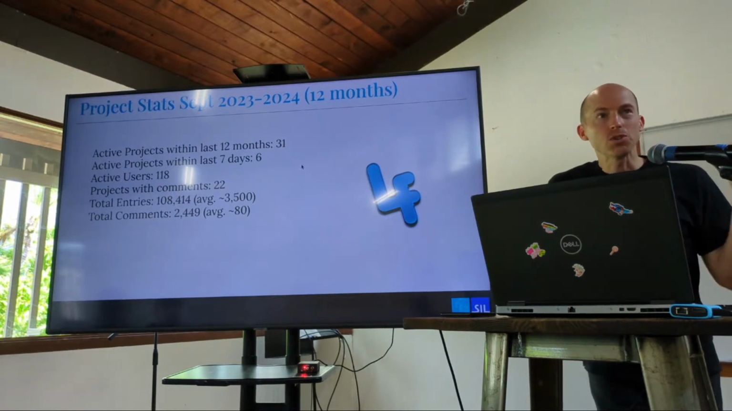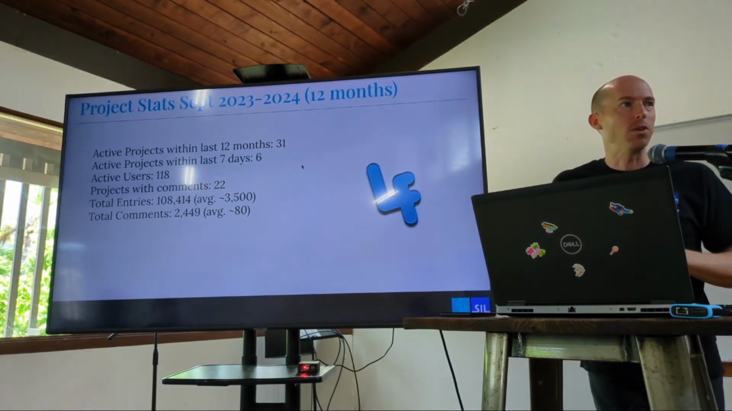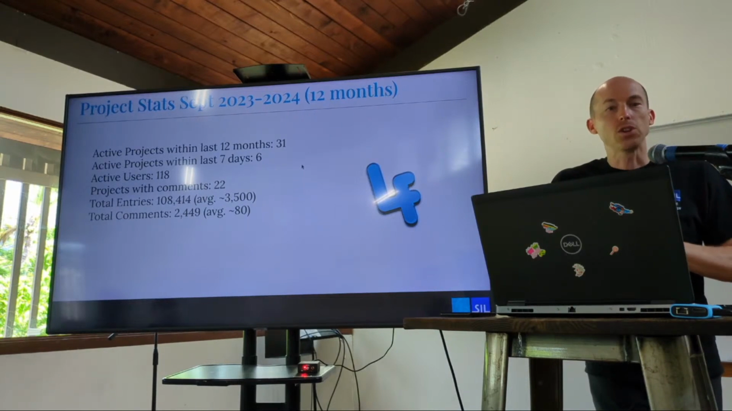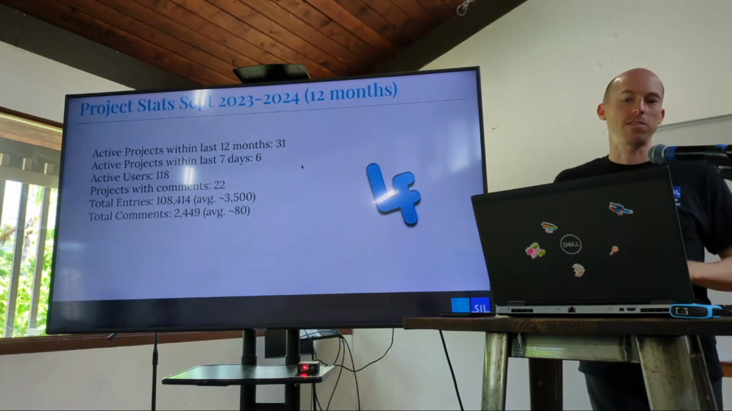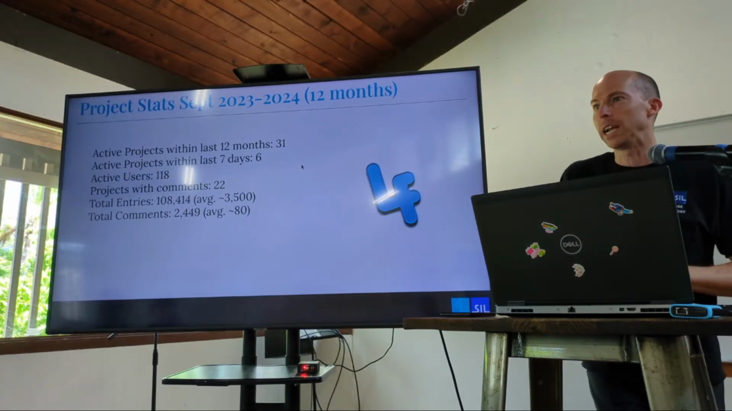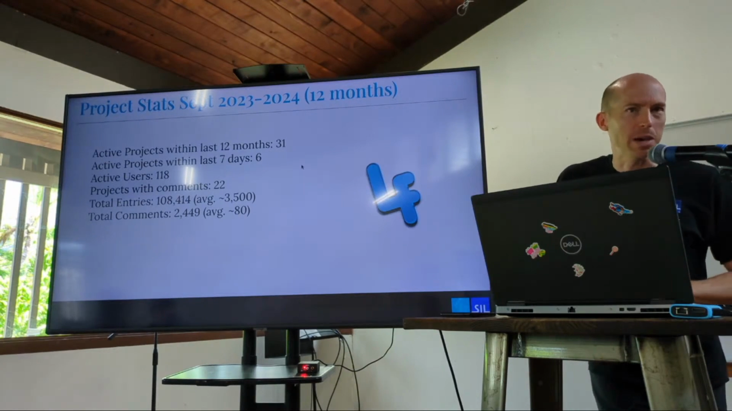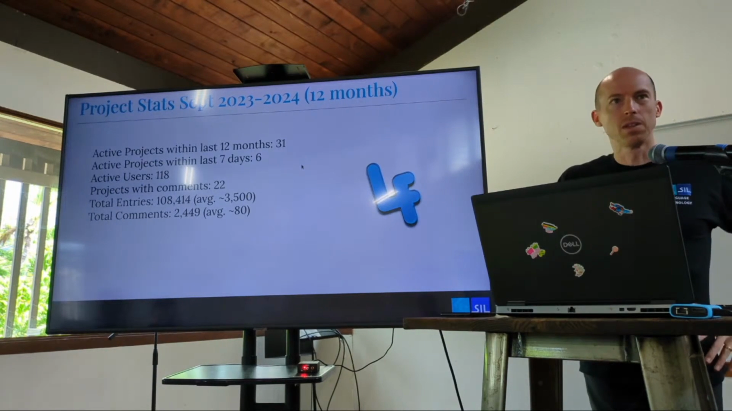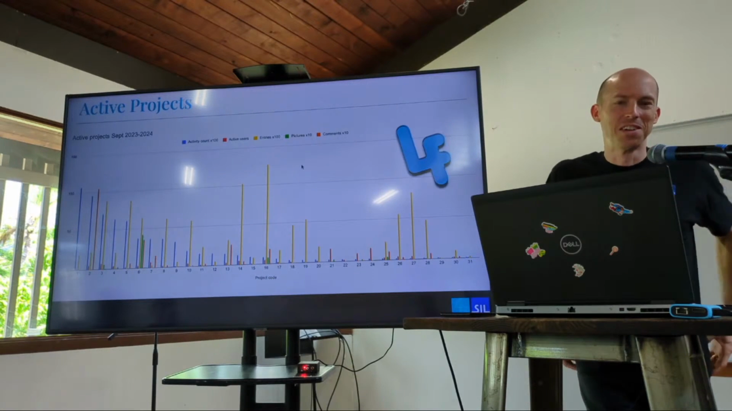The total number of entries across all of these 31 projects is 108,000. That's an average of about 3,500 entries per project. And the total number of comments across my 30 special active projects is around 2,500-ish, and so call it an average of 80 comments per project. I think I did the math right. Is that something? Yeah, we'll call it good. Okay, thank you. The mathematicians keeping me honest here.